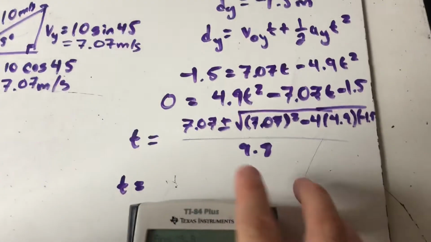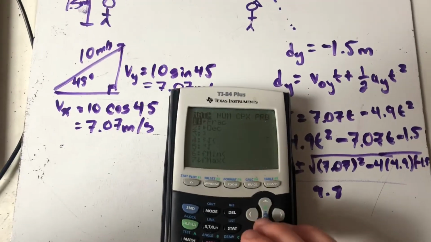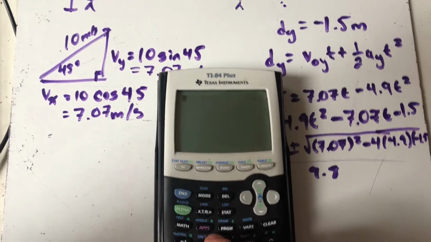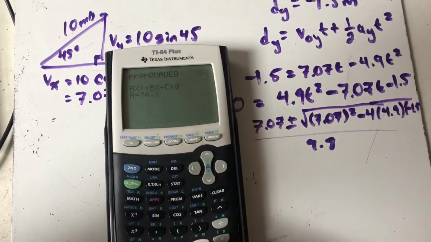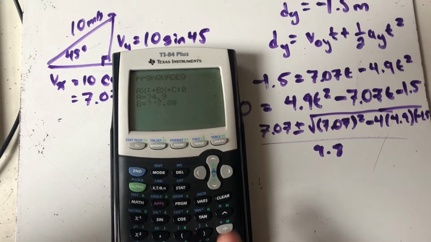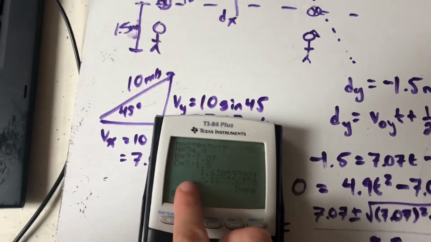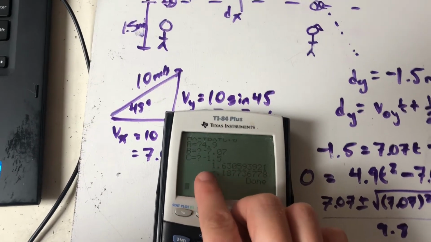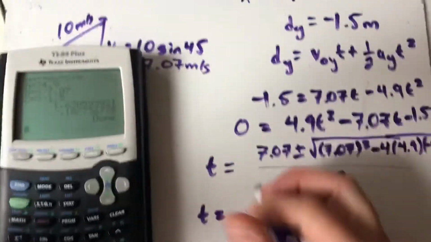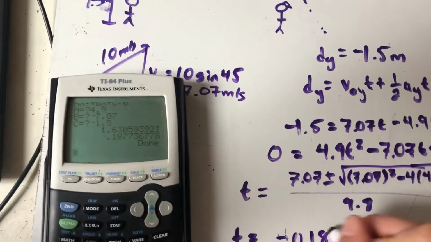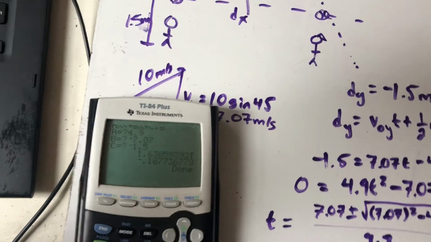And you could do all this out, just make sure you follow the order of operations. Or if you're fancy like me and you've got a graphing calculator, you programmed it ages ago, and you can just plug in negative 7.07 and negative 1.5. You get that your possible time for the total arc is 1.63 or negative 0.18. And we don't have negative time. We don't live in that dimension.